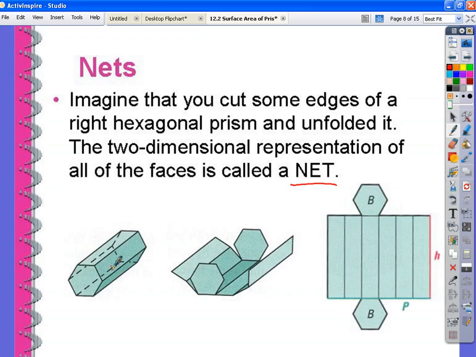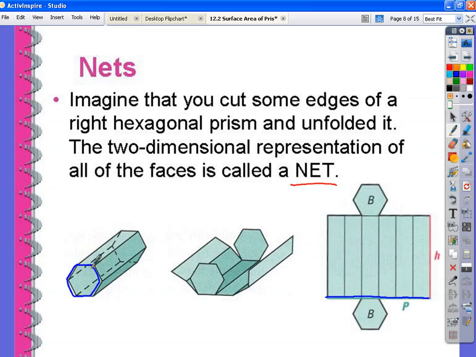If I were to, let's do this in blue, take this blue line right here, and when I roll this thing up, it's still blue. Where is it going to show up on my hexagonal prism? It's the perimeter, isn't it? It's the distance all the way around the base, isn't it? So if I want to find the lateral area, it's just the perimeter of the base times the height of the prism. So I get a formula out of that.